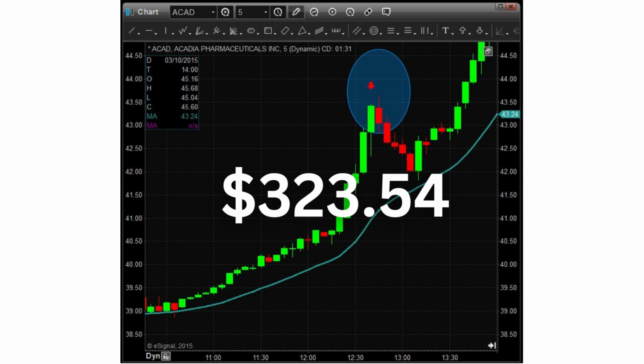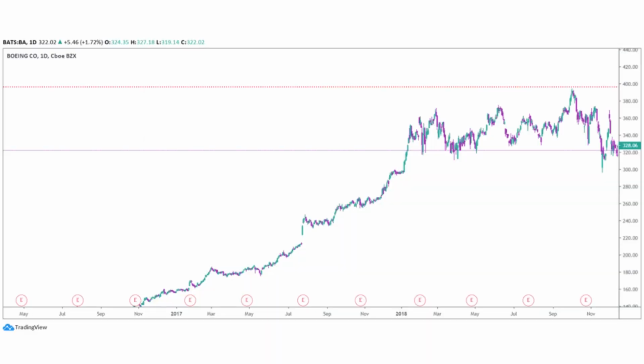Below is a chart of Boeing, BA, illustrating what I'm talking about. BA is entering what looks like a period of distribution, where the composite operators are beginning to offload their shares onto the public. Just by glancing at the chart, you can observe that the range is there, but it isn't neat by any means. We see a few highs around $360, $380, and even $400.